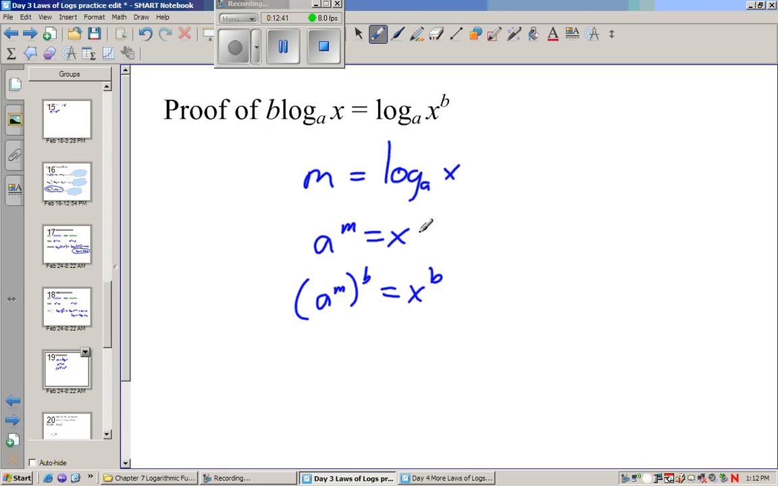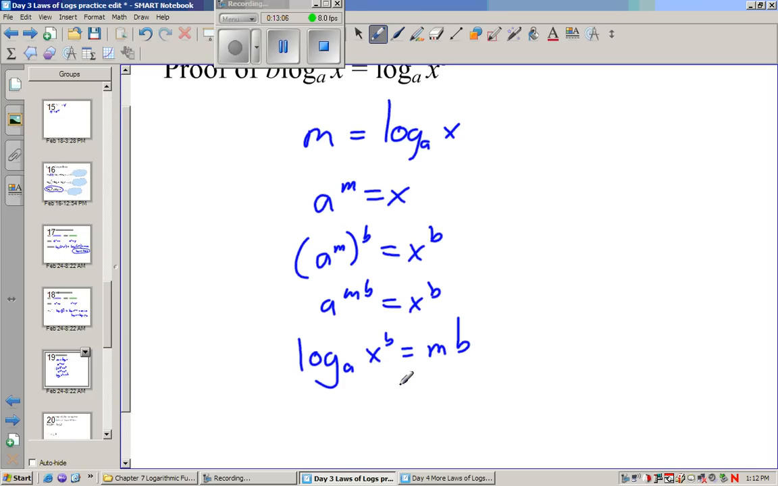Now this is legal to do since we're doing the same thing to both sides. We have a to the mb equals x to the b. So now what we'd have to do is write this in log notation. So we'd say log base a of this side, which is x to the b, is equal to our exponent, mb.